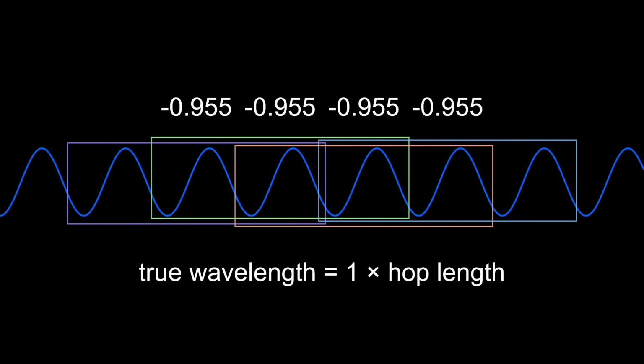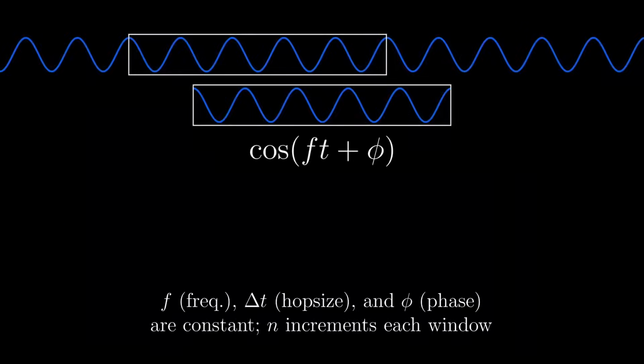This suggests that there's some pattern relating the phases of successive windows and the frequency of the signal. So let's see what happens when we run a pure sine wave through the STFT. For now, we'll ignore the discreteness of the DFT, so the formula for the cosine wave in this window is the true frequency times time plus phase.